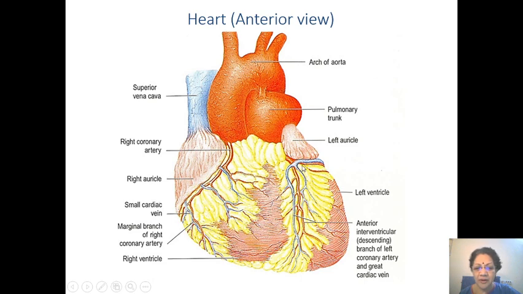From here there would have been a left marginal artery, not seen in this picture, probably this one. And these are again important vessels. We need to revise them before we get to what is ischemic heart disease. So in this picture I have more or less named everything that we have here.